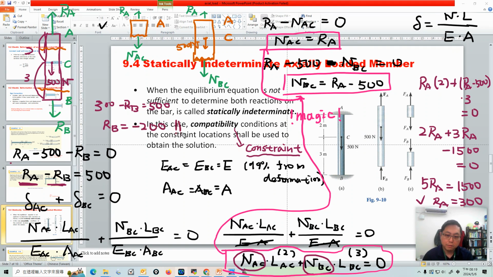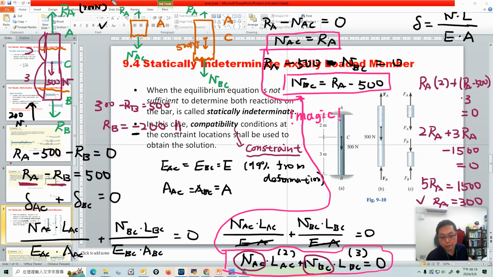So the meaning of this solution is that RA is really a tension, and it's 300 Newton pointing up. And RB, because it's negative, actually has a direction of compression, and it's 200 Newton. That's the same answer as in the textbook. Let me check. Yes, RA is 300 and RB is 200 and compression.